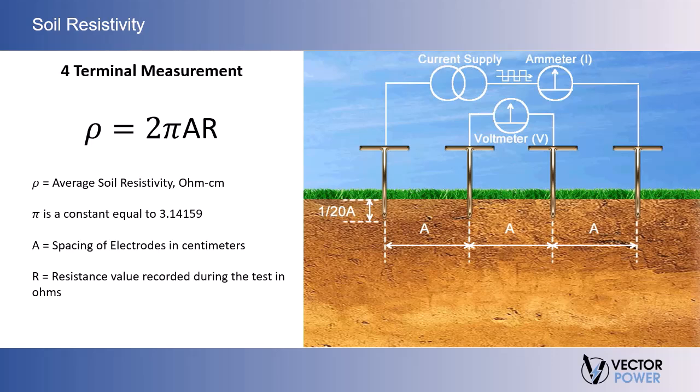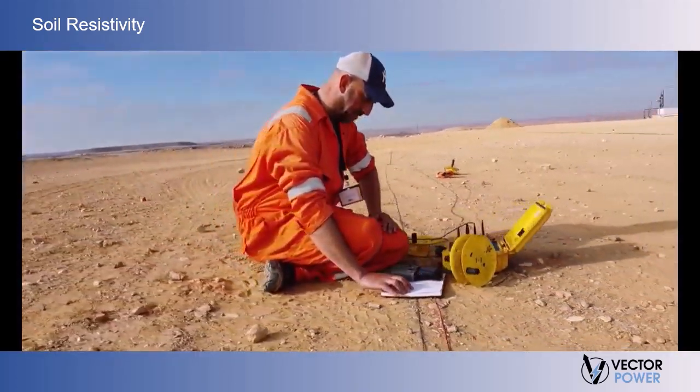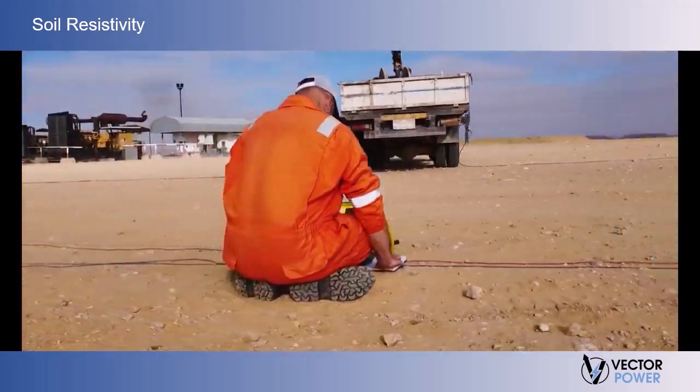For example, if the distance between the test electrodes is 450 centimeters, the depth of the test electrodes should be no more than 22.5 centimeters. Before we look at a sample test, let's examine soil composition.